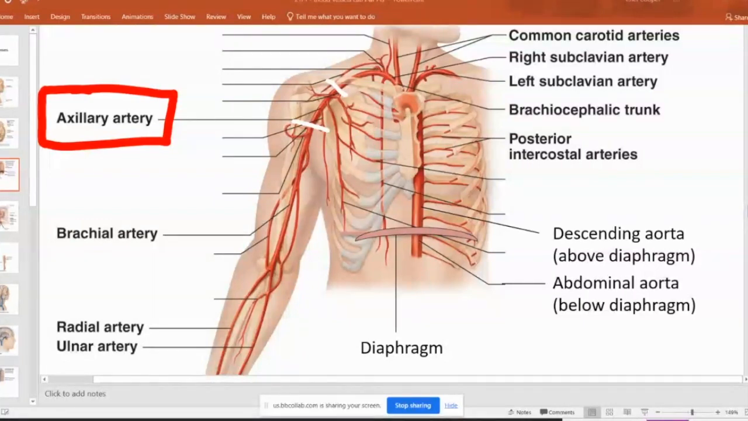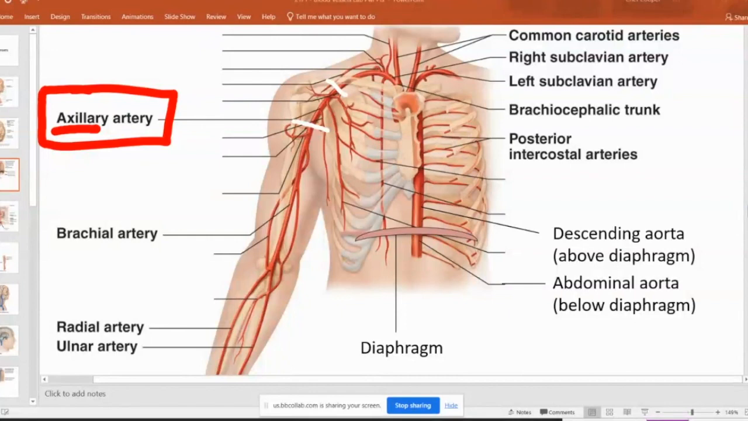Where would the axillary basically be on your body? And why are they calling it this? That's it. Axillary means armpit. So if you take your hand, put it up there in your armpit, if it was way up in there, it would be the axillary. Okay, way up high up in there. And then once it gets out past here, brachial.